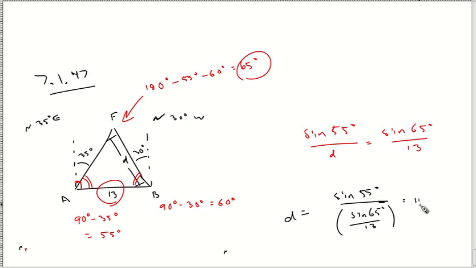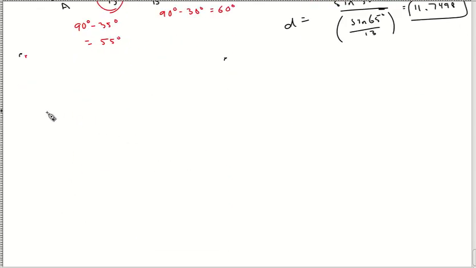Calculator, and I got 11.7498. Okay, cool. Next one, 7.152. I'm calling this the tree problem, but it has nothing to do with trees in the end.